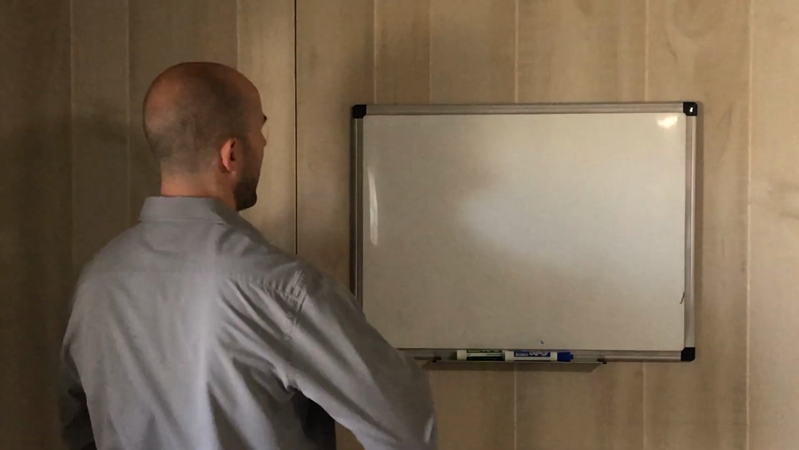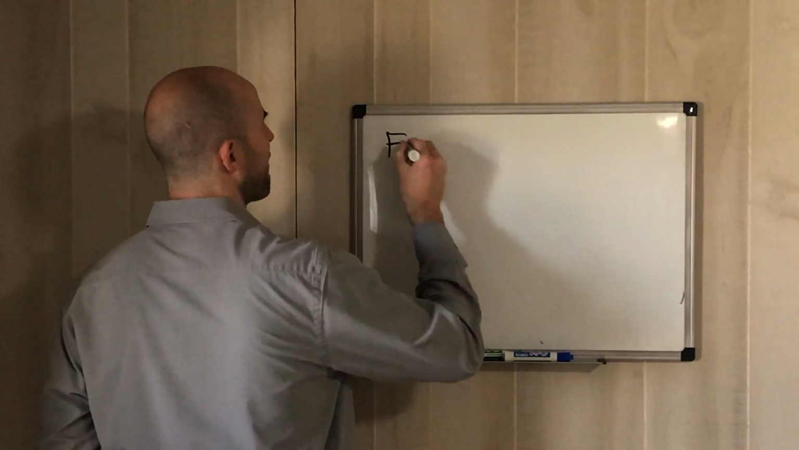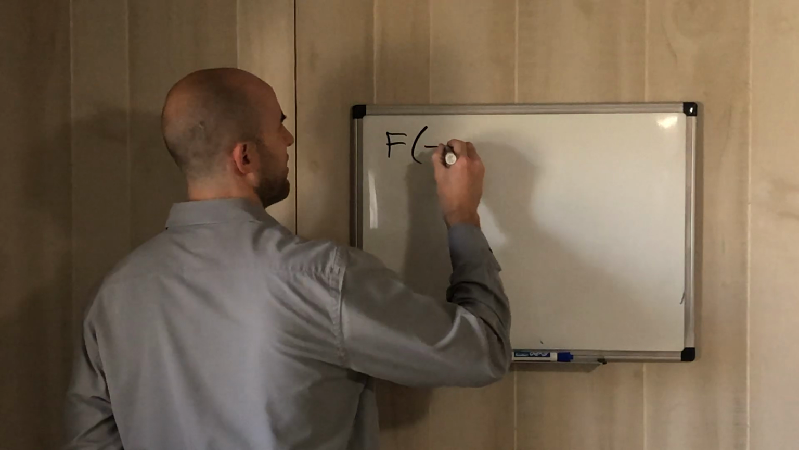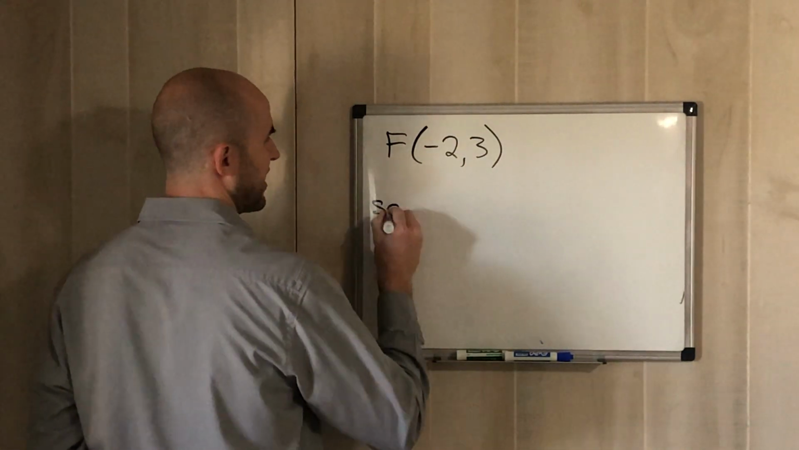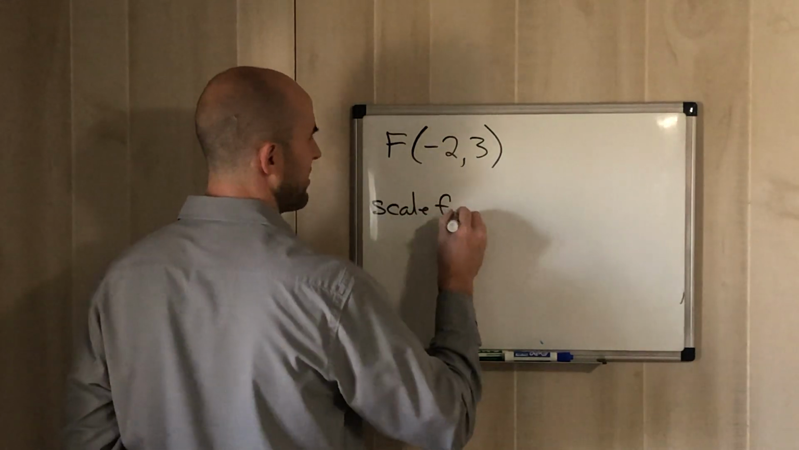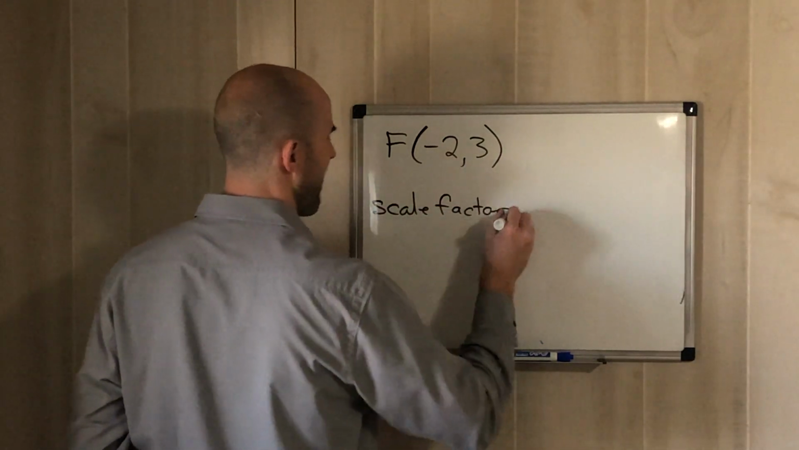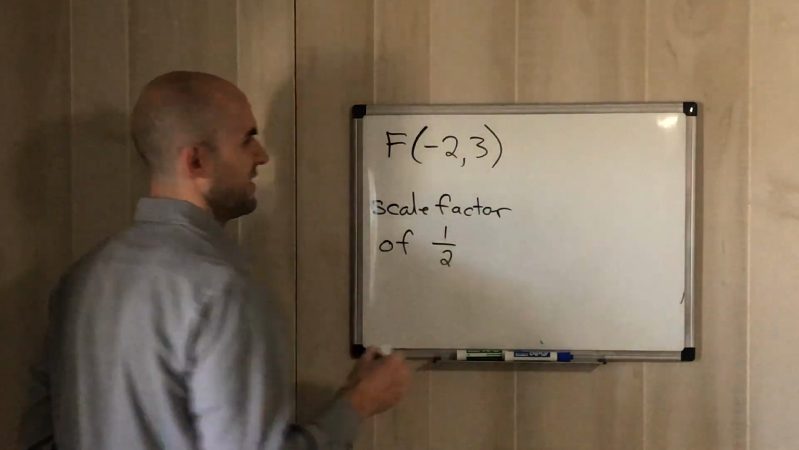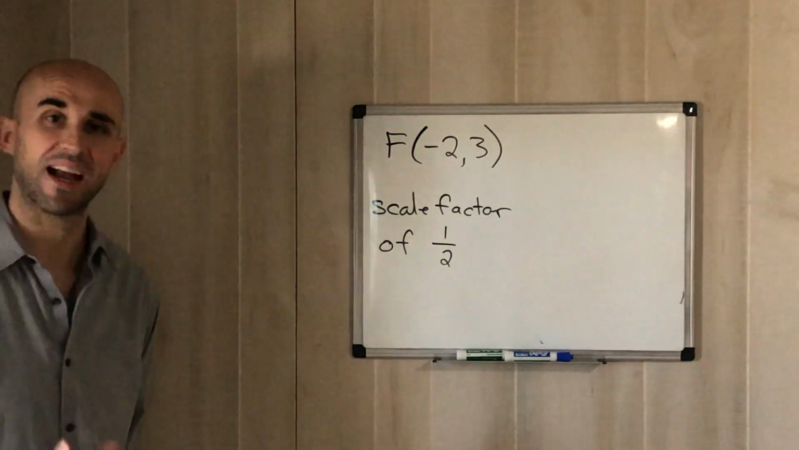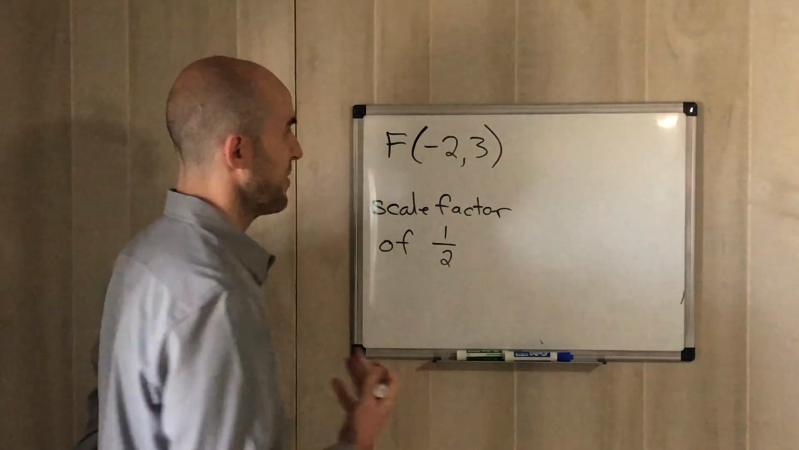But let's say that I had a coordinate. Let's call it F. Let's say F had a coordinate of -2, 3, right? And then let's say that the dilation had a scale factor of 1/2, right? Now, since it's 1/2, it means it got smaller.